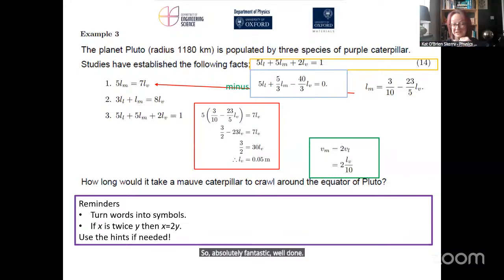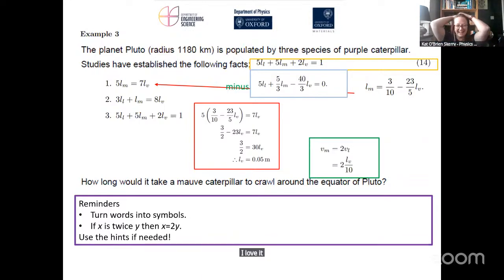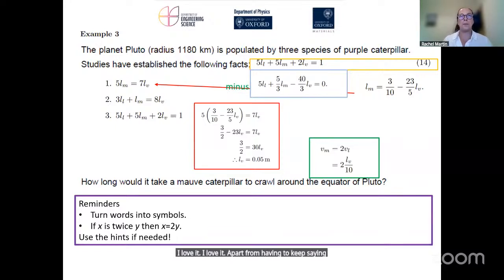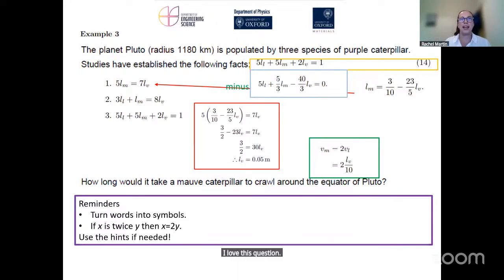I'm not sure it's strictly relevant, Rachel, but I have to say this is one of my favourite problems. I absolutely love it, apart from having to keep saying lilac, mauve, and caterpillar a million times. I think when you said it's hard to say, I was like, it is, but it's lovely. I love this question. We should do more like this in life.